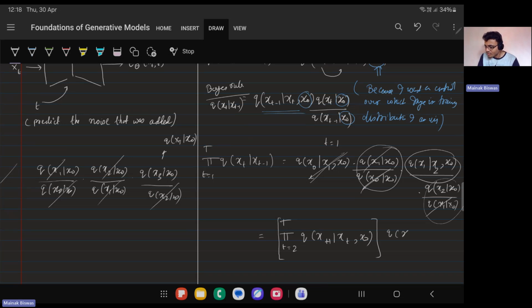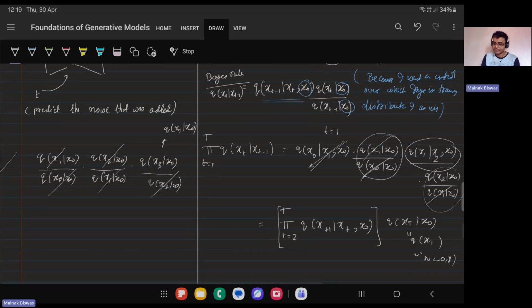So I can write this as q of xt given x0, which is definitely again a normal distribution, q of xt, which is again normally distributed, right? We have shown that as t goes to infinity. And this process does not depend on any of the learning mechanisms.